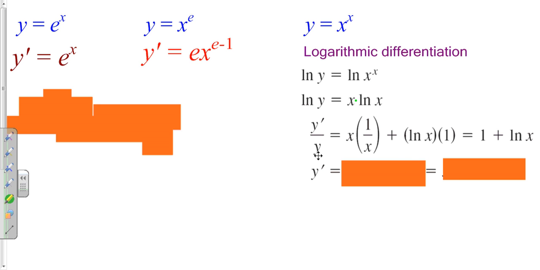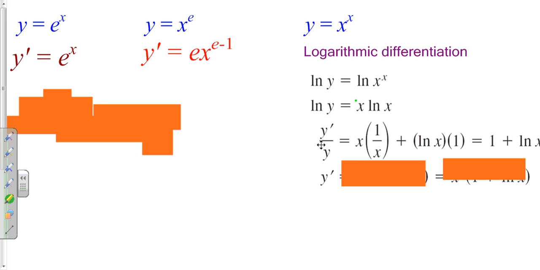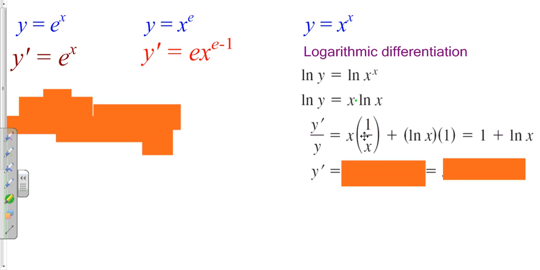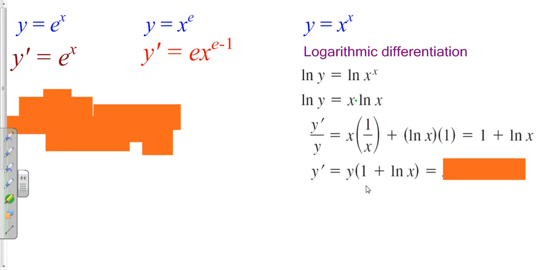So we've got to finish getting y prime by itself, so we multiply both sides by y, and we get this. We don't want to leave y in our answer, so we go ahead and replace y with that x to the x that we started out with. So we get our derivative to be x to the x times, in parentheses, 1 plus natural log of x.